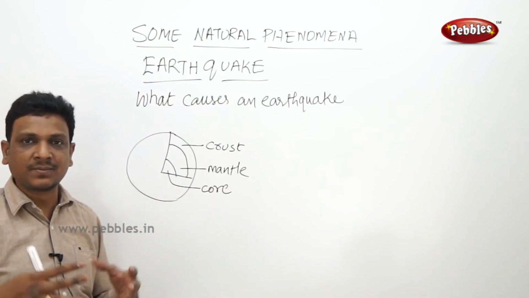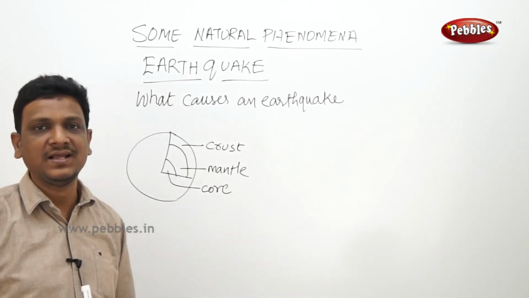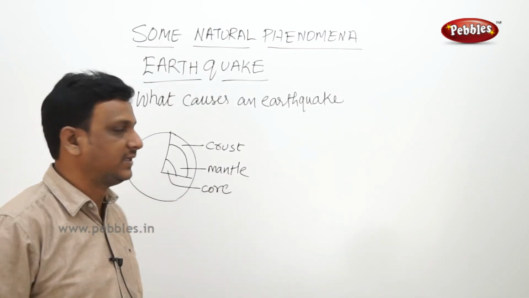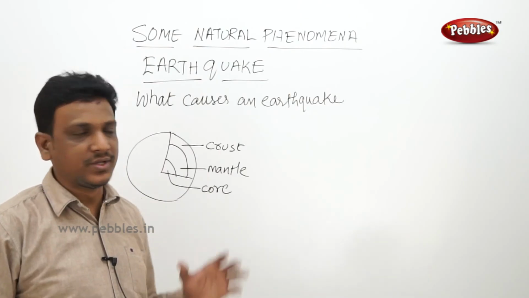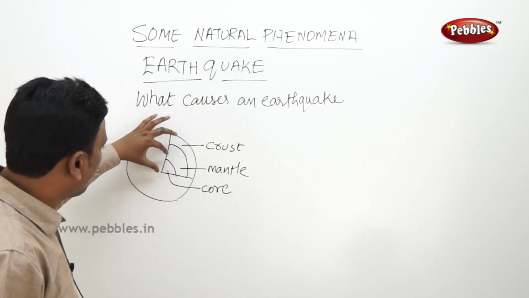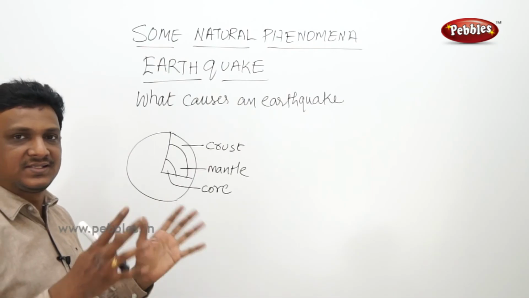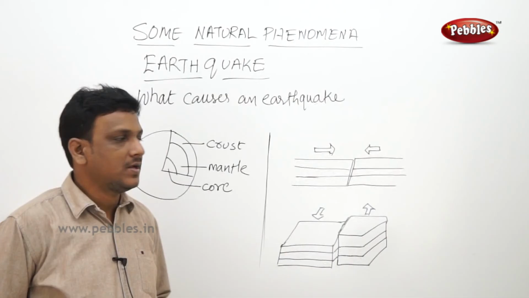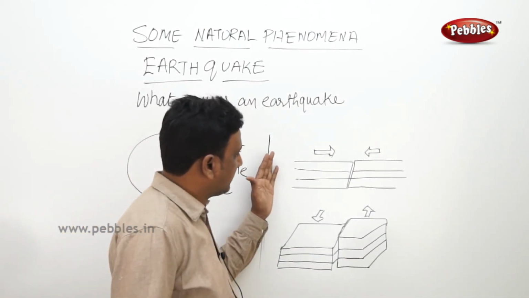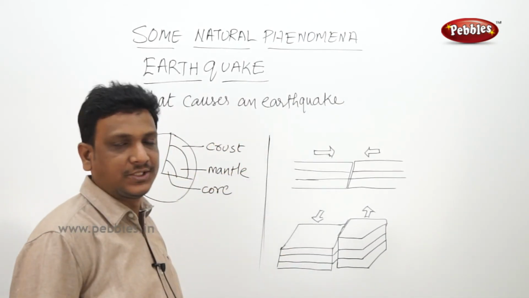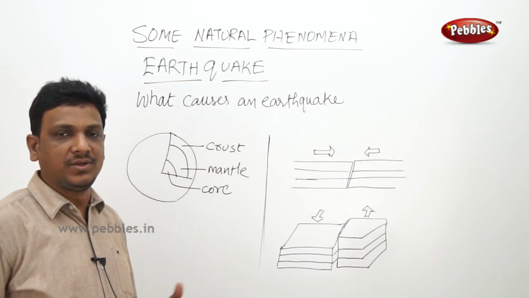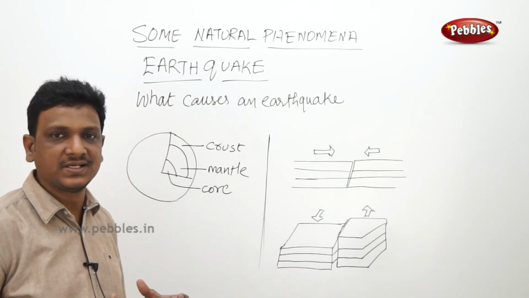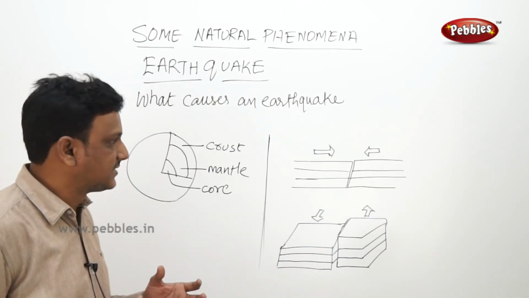When these collisions or brushings take place at a higher scale, we feel the earthquake on the surface. That is the reason behind earthquakes. So the earth has different layers: the center core, mantle and crust. The crust is not a single unit, it is made up of many fragments called plates. Now let us see the different types of movements of the tectonic plates.